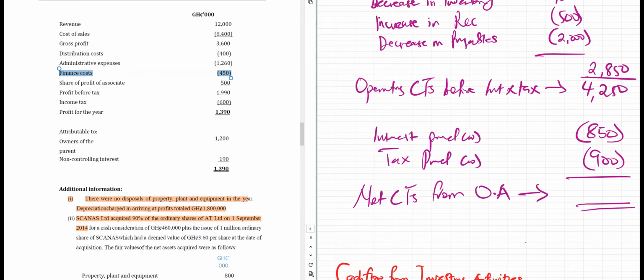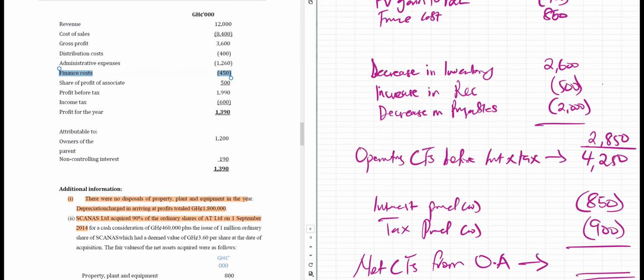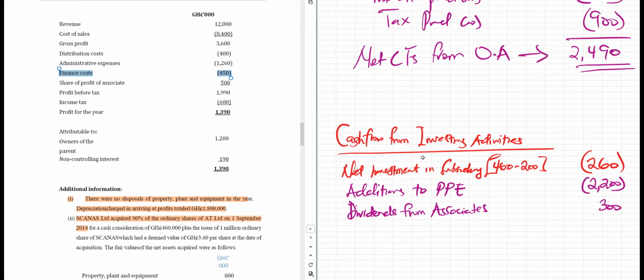Next, I'll write it in full. I wrote 4250, but it is 4240. So 4240 minus 850 minus 900. That's 2490. So that is net cash flow from operating activity.